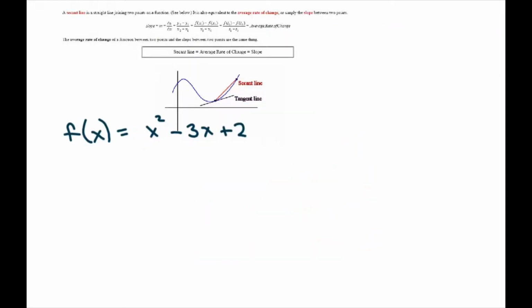So the secant line is just the average rate of change of this curve here from our two x's, x1 and this would be x2, and you just connect them and that's your average rate of change. That's your secant line. Well, we're going from -1 to 1. So we have to find our y value first, and then we're just going to use our slope formula here to get the average rate of change or our secant line.